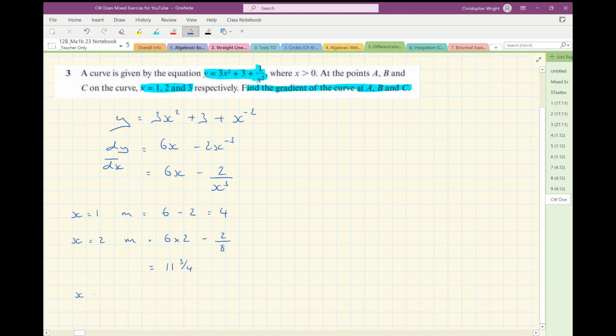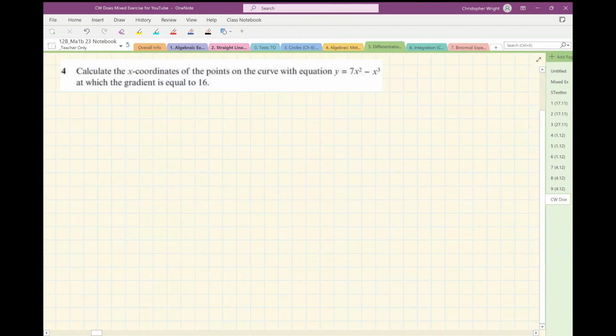And I need to find the gradient of the curve when x equals 3, at which point the gradient will be 6 3s are 18, minus 2 over 3 cubed, 2 over 27. So 18 minus 2 27ths is 17 and 25 27ths. And that's question 3 sorted.